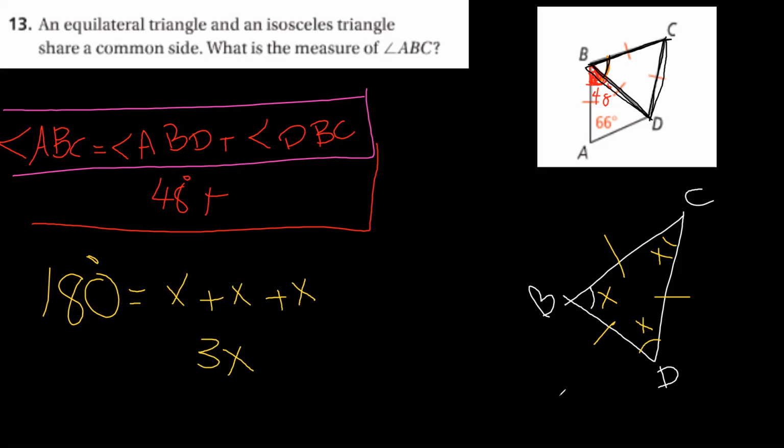No, it's not multiplying, it's adding. If you add x plus x plus x, it's 3x. Equal 180. Divide by 3, divide by 3. So what is the measurement here? The answer is 60. So any time in an equilateral triangle, the measurement of the angle is 60.